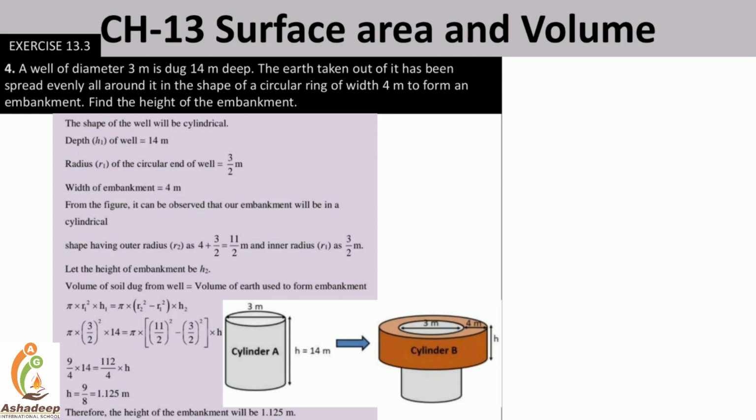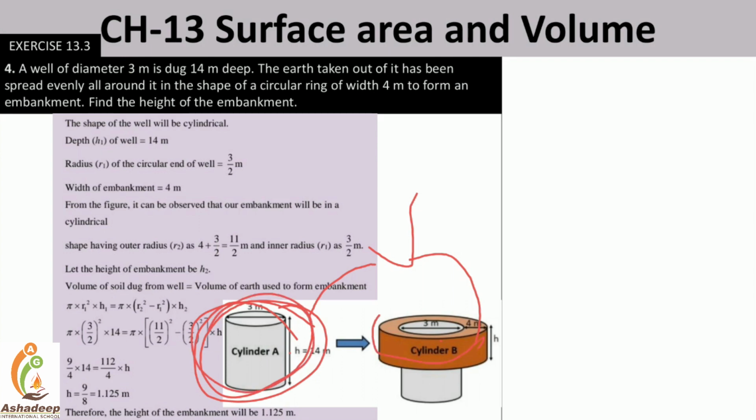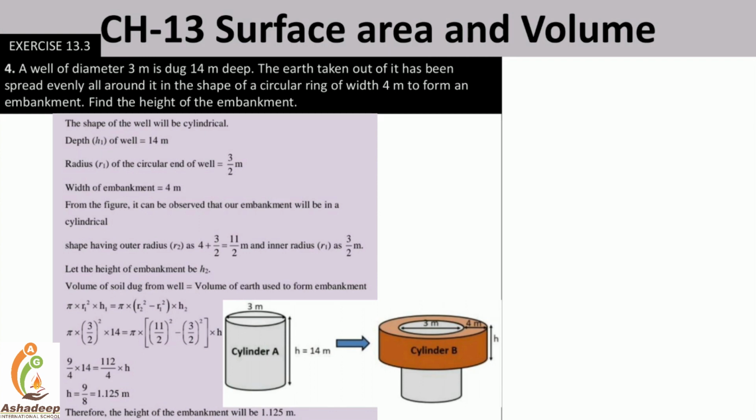So let's move ahead. Okay, so both have equal volume. See this gray part and this orange part both have equal volume, right? Because we take out this earth and spread it around the well, so the well becomes the embankment, right? So you need to find out the height of the embankment.